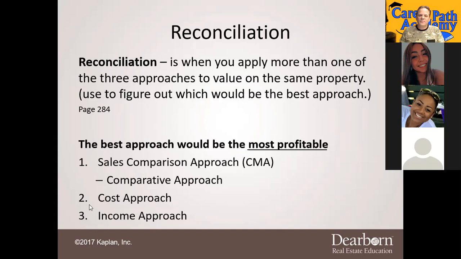One person said sales comparison, another said the income approach. Well, neither one is wrong. The 2-family house generates income. So basically, you're going to do both approaches to value and see which one would be the most profitable approach to use, and then you go with that one. That's called reconciliation, when you apply more than one of the 3 approaches to value on the same property. It's always on exams, that term, this definition.